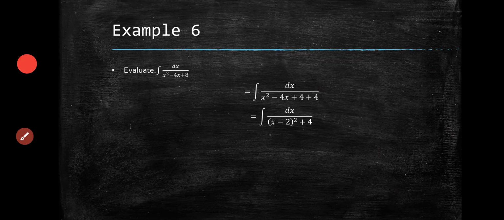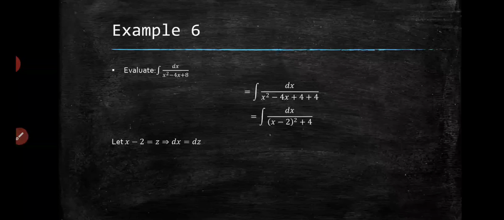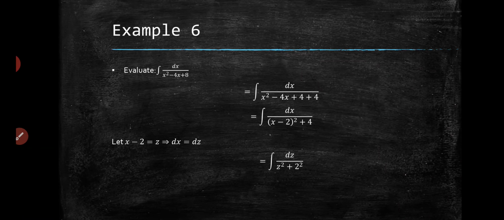So that's it, and plus 4 is basically 2 square. Now x minus 2, I have to take a substitution, let that be z, and then dx becomes dz. So let me just put it back. So it is dz by z square plus 2 square. So that is the tan inverse formula. So 1 by 2 tan inverse z by 2 plus c.